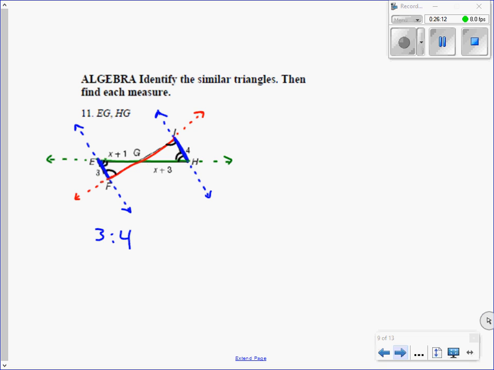This side EG is actually going to correspond to HG. These double lines, see how they're in opposite corners? This one's at the top, this one's down here at the bottom, but this green line should touch them both. The corresponding pieces should touch the same congruent angles. So that means that x plus 1, if 3 is to 4, should be the same as x plus 1 is to x plus 3.